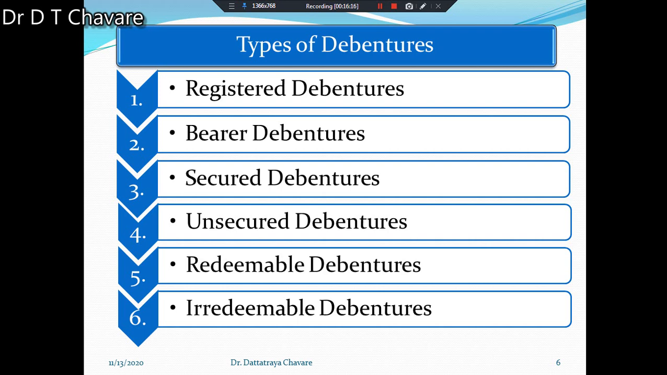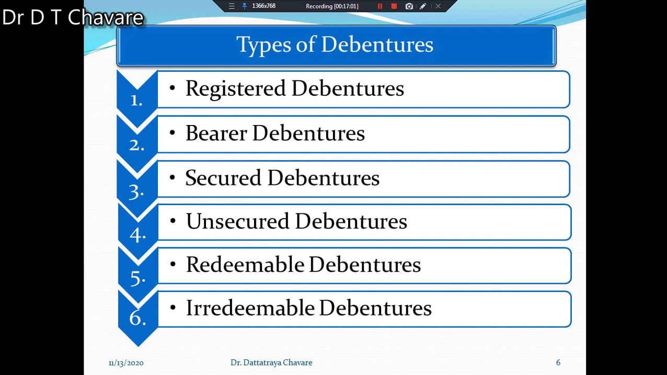Then another type is also there, unsecured debentures. What is it? Unsecured debentures. On such debentures, no security is given to the holder for the payment of interest and repayment of capital. There is no security, no assurance given to the holders. Such debenture holders are like ordinary creditors and are not entitled to any charge on the assets of the company. Such debenture holders are called unsecured debenture holders, and such debentures are called unsecured debentures.